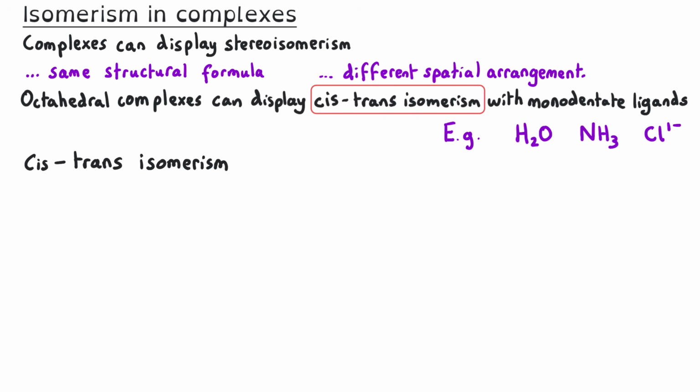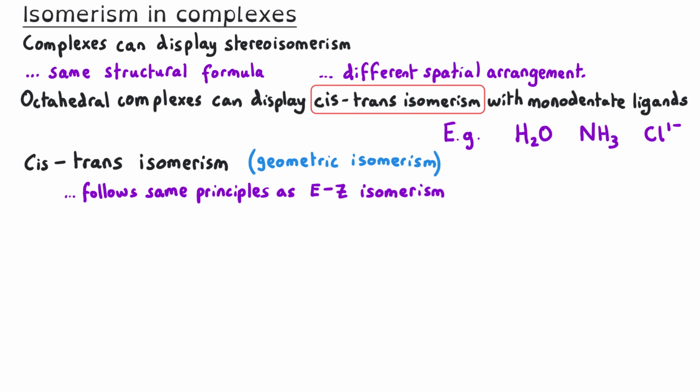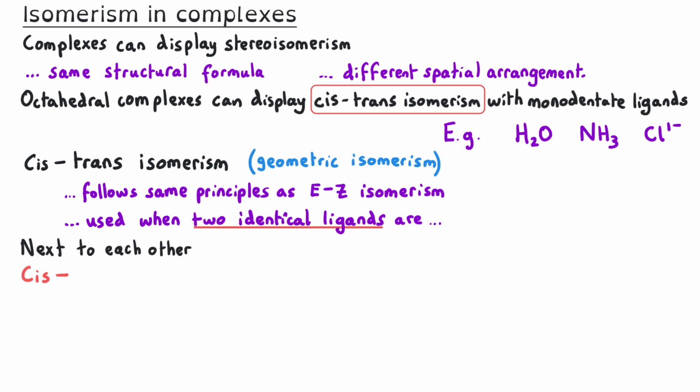Cis-trans isomerism is a form of geometric isomerism, and in this the ligands differ in their positions in space relative to each other. Cis-trans isomerism follows the same principles as EZ isomerism, but cis-trans isomerism is used when we have two identical ligands, and these ligands might be next to each other or they might be opposite each other.